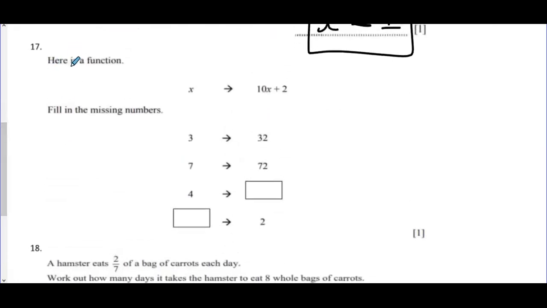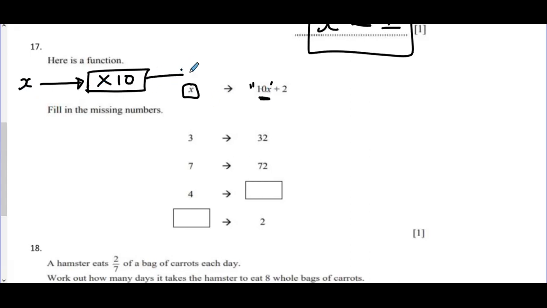Question 17. Here is a function. The function says x maps onto 10x plus 2. In order to understand this clearly, I'm going to convert this mapping into what we call a function machine. This x becomes an input. This input x is multiplied by 10, so I'm going to say multiply by 10. What is x times 10? x times 10 is 10x. Then after multiplying by 10, I'm going to add 2. Then after adding 2, I'm going to have my output there.